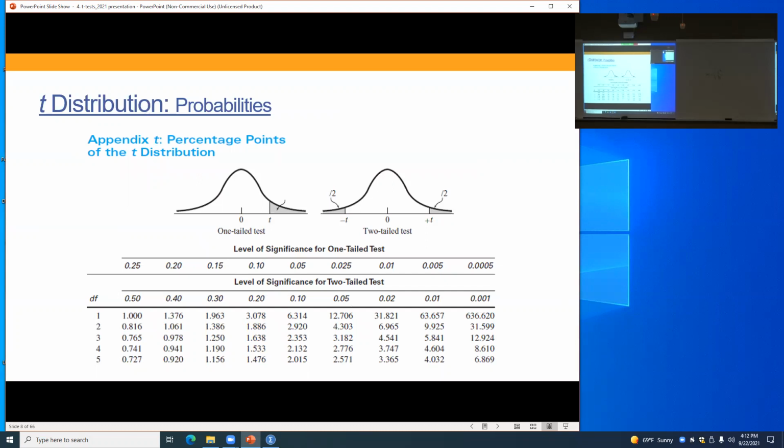We'll see almost always we'll be working from this two-tailed test. Here we've got degrees of freedom in the column. Here we've got our level of significance, and then we can find our critical values based on this.